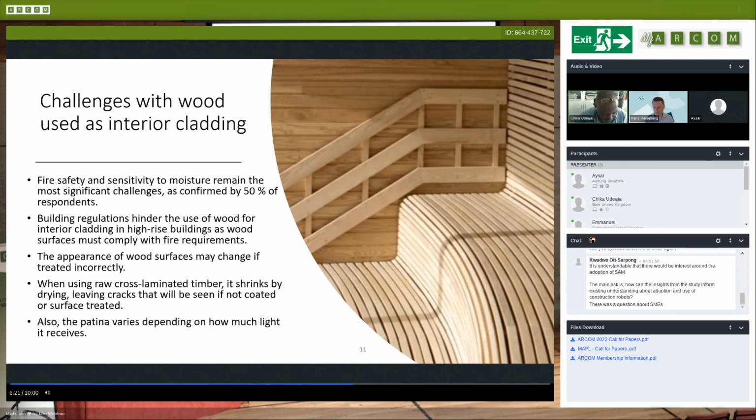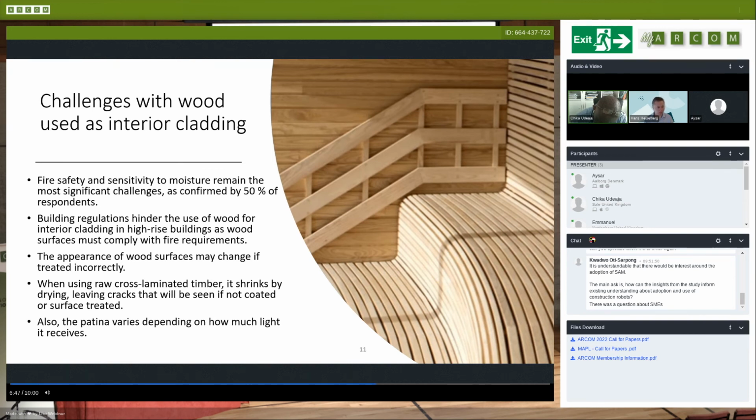Challenges with wood used as interior cladding. Fire safety and sensitivity to moisture remain the most significant challenges, as confirmed by 50% of respondents. The Danish building regulations hinder the use of wood for interior cladding in high-rise buildings, as wood surfaces must comply with the fire requirements. Also, the appearance of wood surfaces may change if not treated correctly.